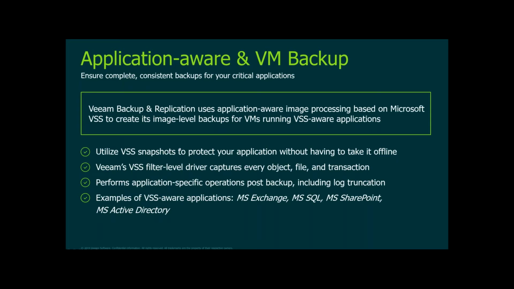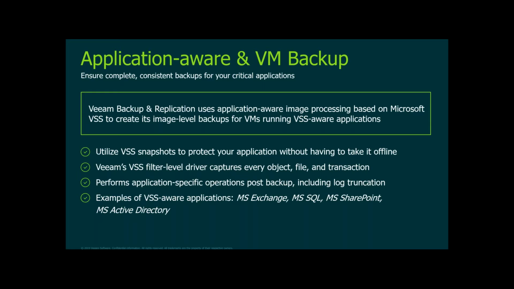I mentioned application-aware and VM backup. Our goal here is to ensure complete, consistent backups for all of those mission critical applications that you've got. For any of the applications that support the Volume Shadow Copy Service from Microsoft, we perform our application-aware image processing leveraging VSS. That way we get that image-level backup for any VM that is running those VSS-aware applications. Some examples of that would be Exchange, SQL, SharePoint, and AD.